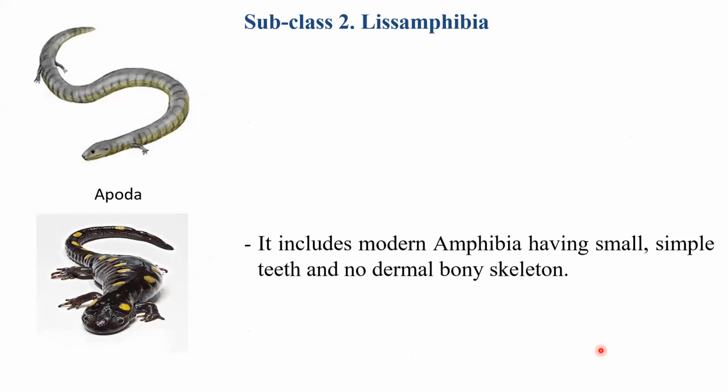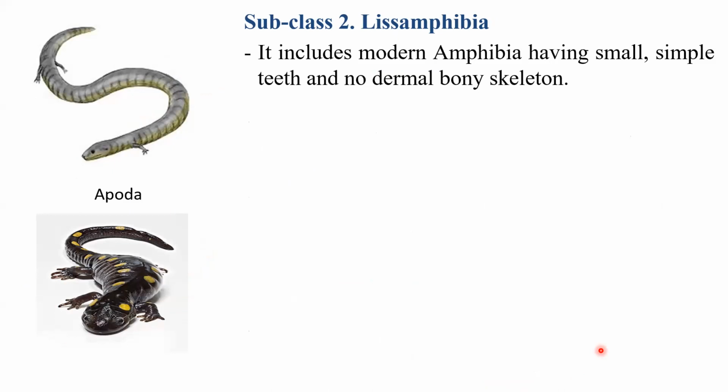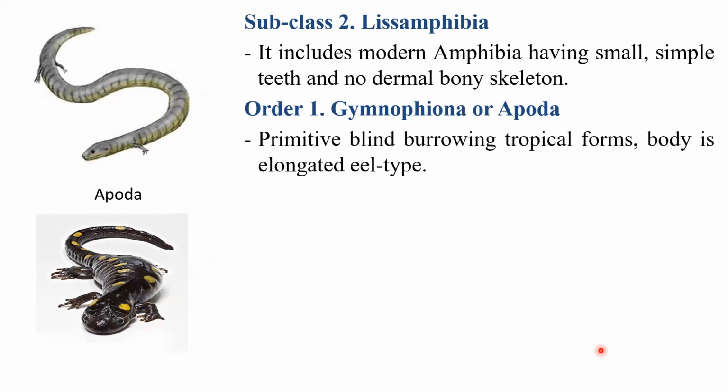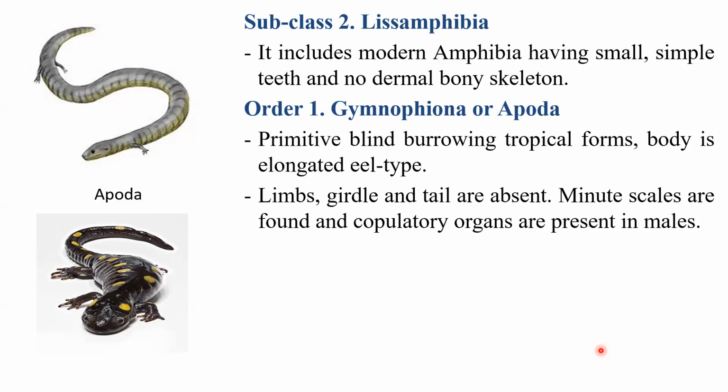Then the subclass Lissamphibia. It includes modern amphibia having small, simple teeth and no dermal bony skeleton. It has the order Gymnophiona, also called Apoda. Primitive, blind, burrowing, tropical forms, with the body elongated and eel-like, and limbs, girdle, and tail absent. Minute scales are found, and copulatory organs are present in males.